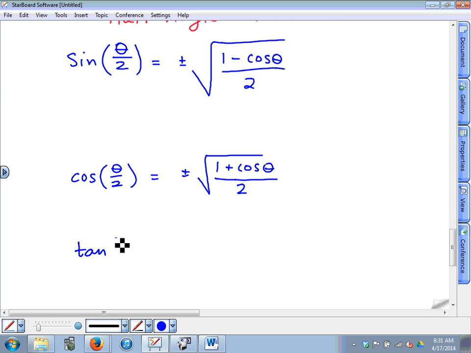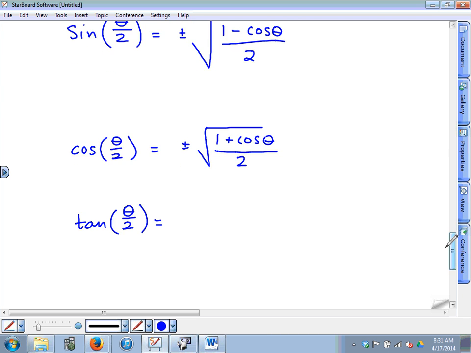Now, tangent of theta over 2 unfortunately has a couple of different versions. It's actually an identity that you might have done in lesson 7.1. I think you did actually. Anyway, it's 1 minus cosine theta over sine theta. That's the identity.